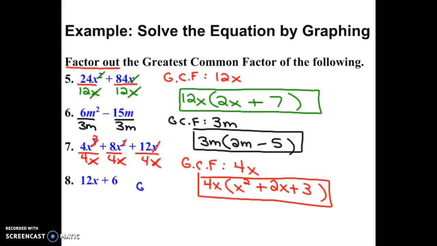And our last problem. Your greatest common factor of 12x and 6 is just 6. They don't have an x in common, so it's just 6. If I take a 6 out of both, if I divide both of them by 6, the first term, 12 divided by 6 is 2. I still have the x there, it didn't cancel. And then 6 divided by 6 is 1. And that concludes the greatest common factor for the first part of your folder.